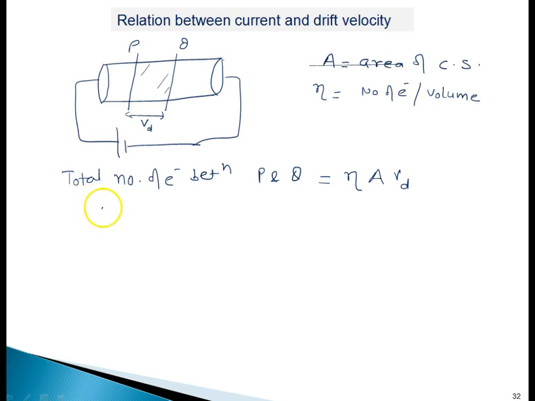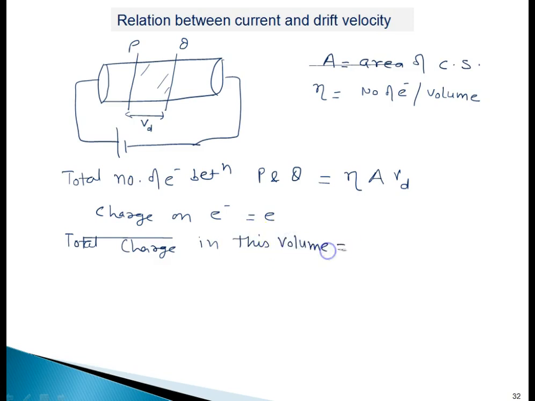Now the charge on each electron is e. Then what is the total charge in this volume? These are the number of electrons, the charge on an electron is e, and the total charge is given by neAVd. Is it clear? Now listen.